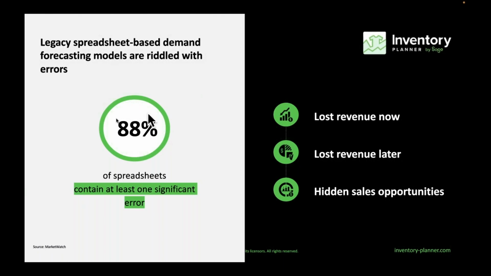But again, when we take a deep dive into these spreadsheets, we find that 88% of them include one significant error. Now, that's a big deal, because now if you take that information and you make a business decision, you could potentially accidentally be making a poor business decision only because you have inaccurate, untimely data. So that's another thing that we're trying to solve through Inventory Planner. We can consolidate the data from multiple sources in real time and present it in a really meaningful way.